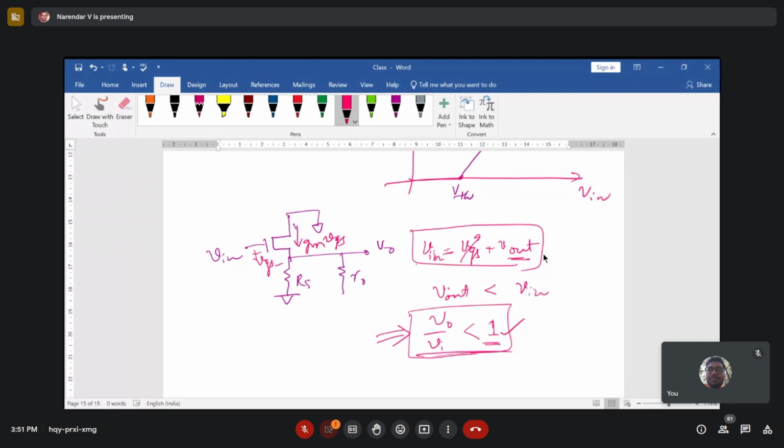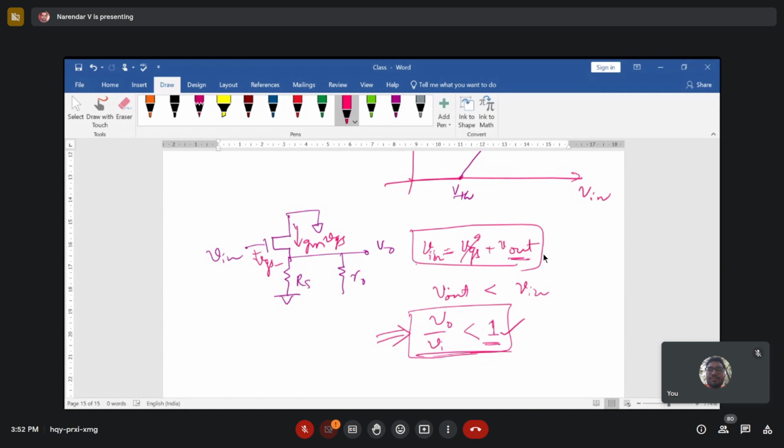Okay. The output voltage is following the input voltage with a small difference of your VGS, because your V input is equivalent to VGS plus V out. So the output voltage is following the input voltage with a small difference of your VGS. Hence we call it a source follower. So the common drain amplifier is normally treated as a source follower. You should not call it an amplifier because the gain is not so high. Maximum you will get 1.